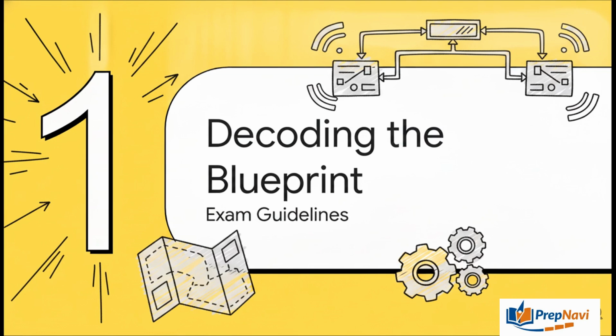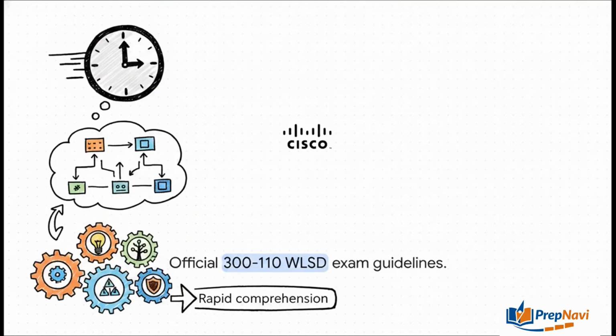Section 1, decoding the blueprint. When you look at the official Cisco documentation, you'll see right at the very top that this is a 90-minute exam. Why does that matter? Because 90 minutes is literally no time at all to design a network from scratch. That tells us right away that the exam isn't just about rote memorization of textbook definitions, right? It's about rapid, true design comprehension across 4 totally distinct domains.